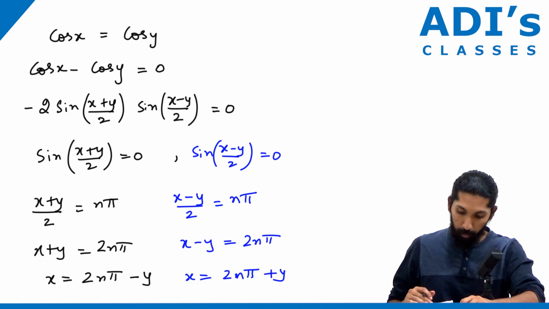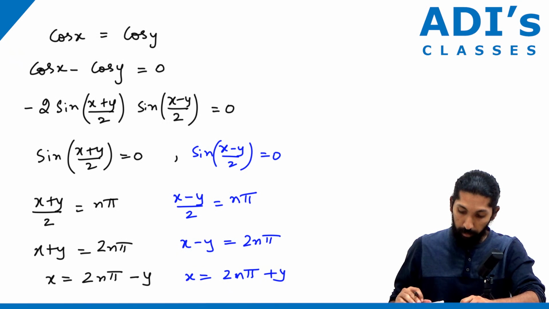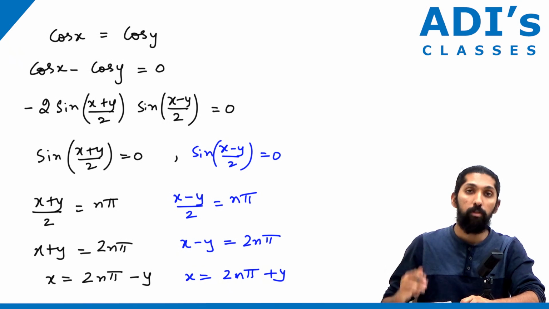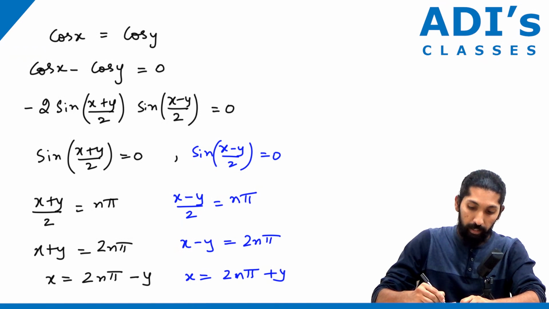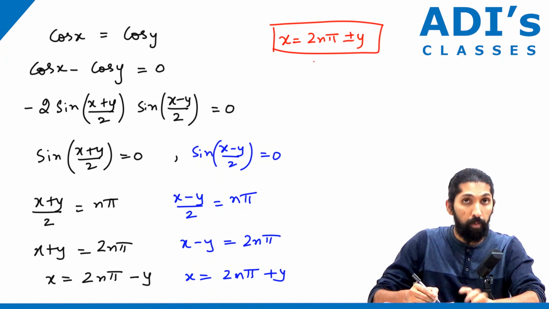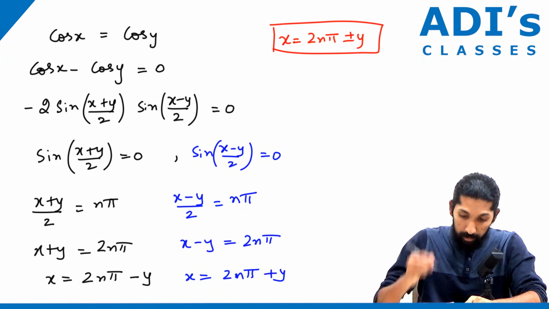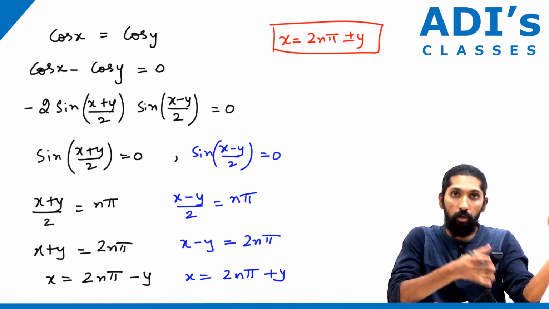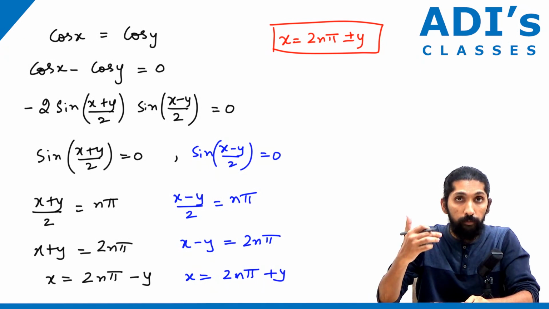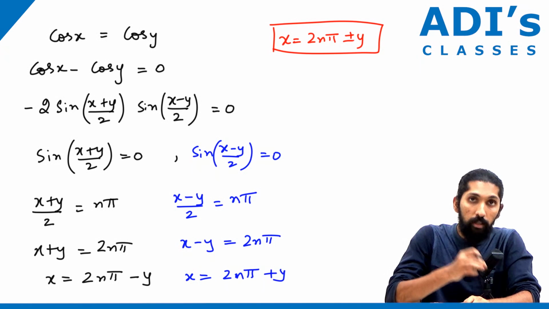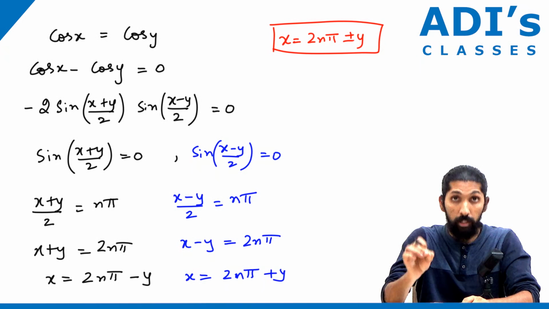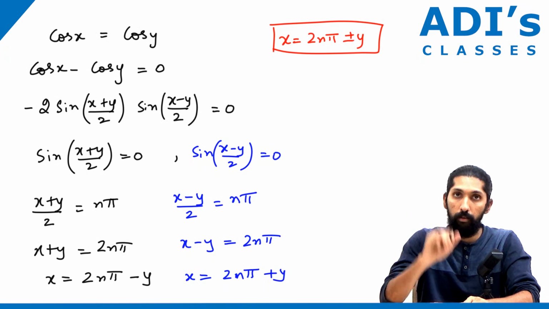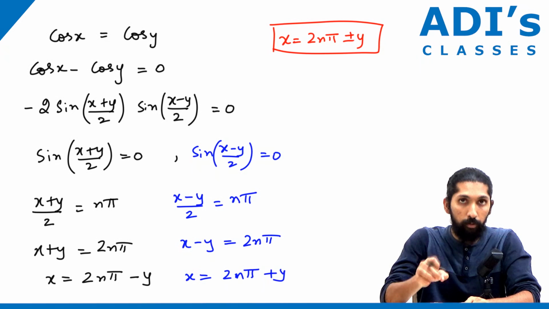See, first case we have 2n pi minus y. Second case we have 2n pi plus y. So when we combine them together, then we'll get x is equal to 2n pi plus or minus y. So here n belongs to Z, obviously. Now this is going to be the case for the cos function. So when you have cos x is equal to cos y, this is how we get a general solution for a trigonometric function, especially for cos. Fair enough? Now similarly, we'll do for tan.